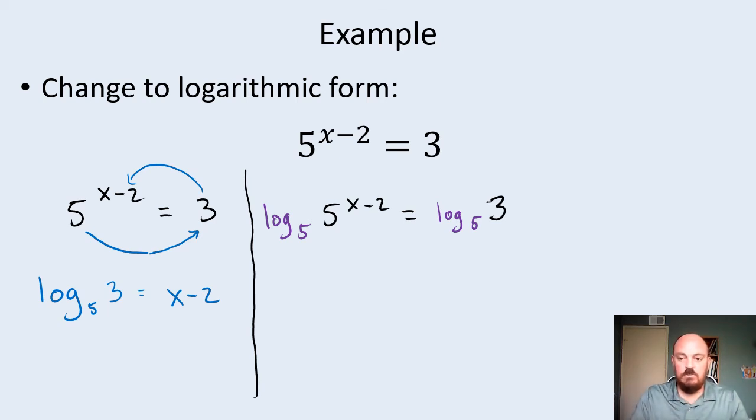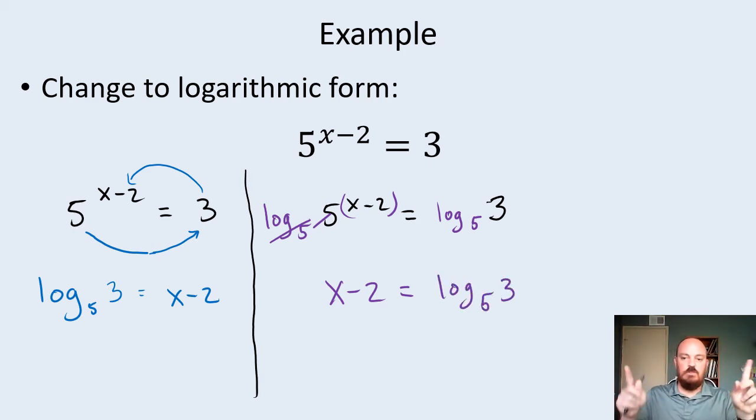I mean, when you're solving equations, you can do anything you want as long as you do the same thing to both sides. Now over here on the left side, the log base 5 and the 5 to the x, remember that last slide? They kind of cancel each other out, and they just leave that exponent there, which is x minus 2. Now on the right-hand side, the log base 5 of 3, we're just going to leave.